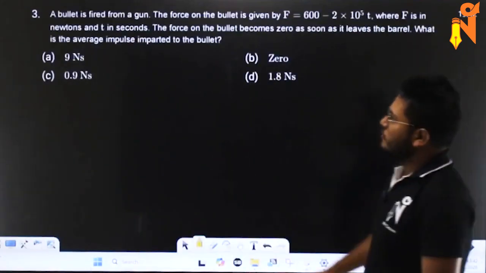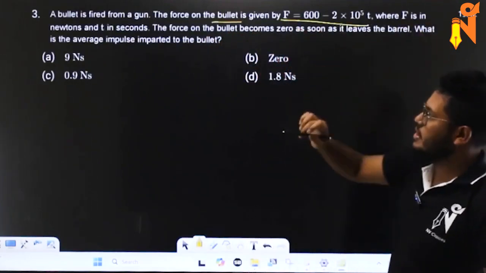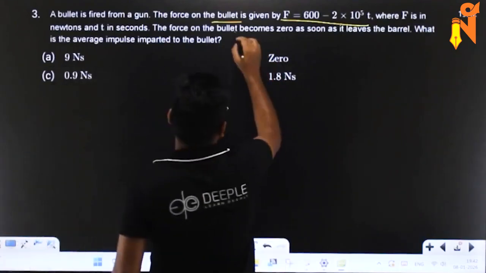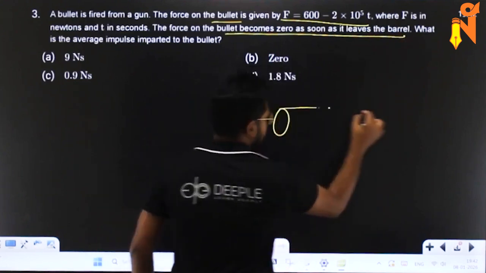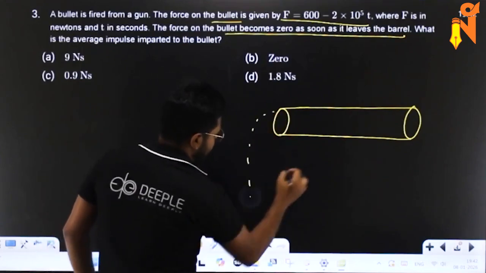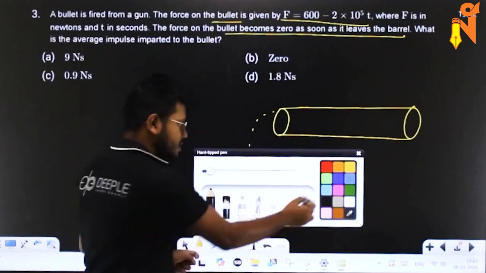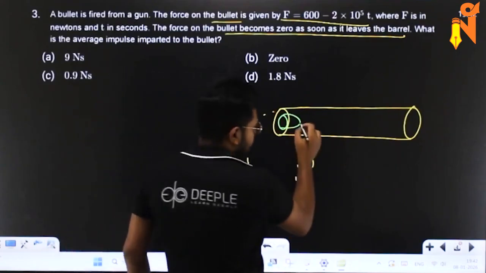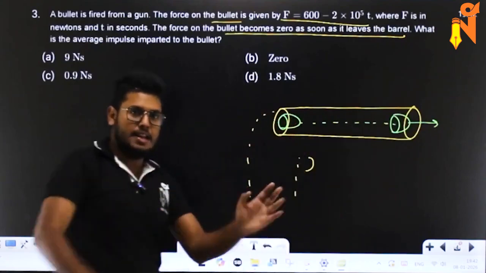Okay, a bullet is fired from a gun. The force on the bullet is given as this thing, where F is in newtons and t is in seconds, so all SI. The force on the bullet becomes 0 as soon as it leaves the barrel. If I think of it physically, let me show you. Say this is the barrel, this is the mechanism of the gun, like there is a trigger and everything here. The very moment there is a gunpowder blast, say this is the bullet, the bullet is going and coming here. The very moment it leaves the barrel, the force becomes 0.